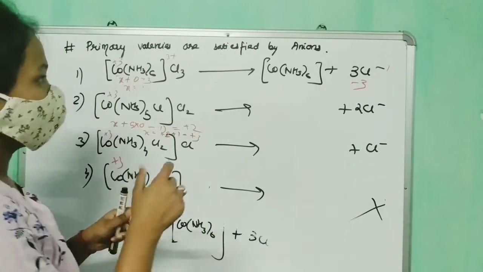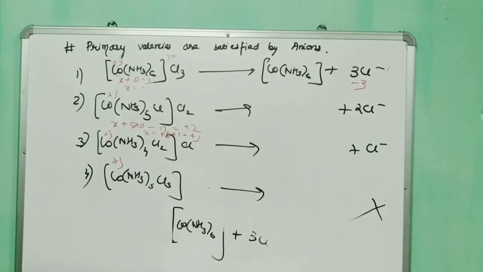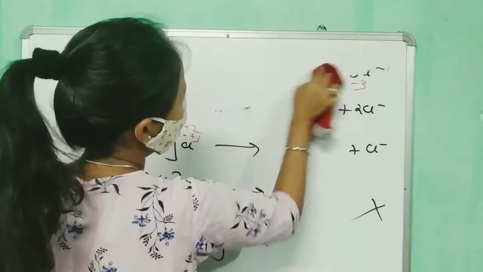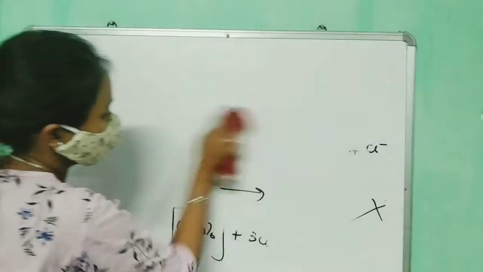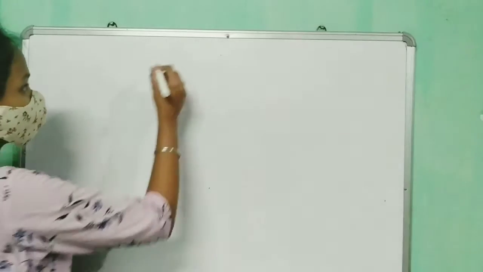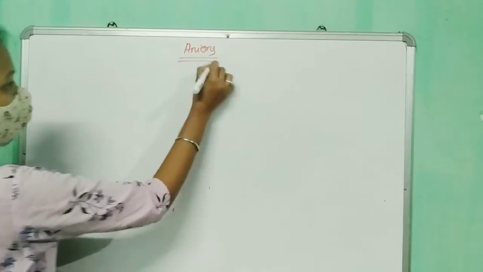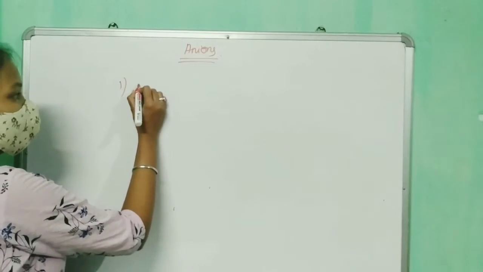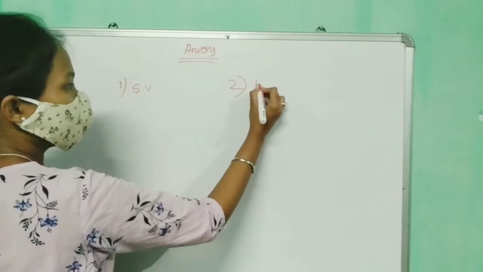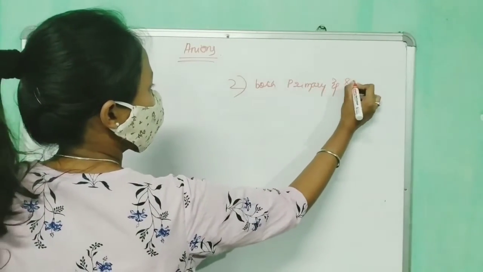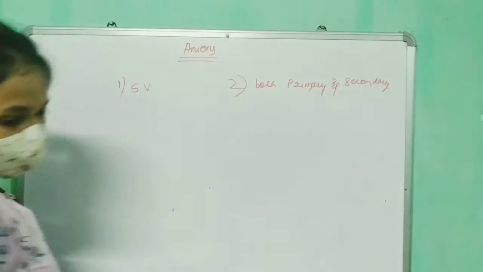Now we'll see that anions are also of 2 types. One type of anion satisfies only the secondary valency, and the other one satisfies both the primary as well as the secondary valency. So there are 2 types of anions.